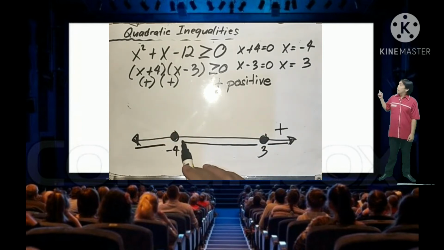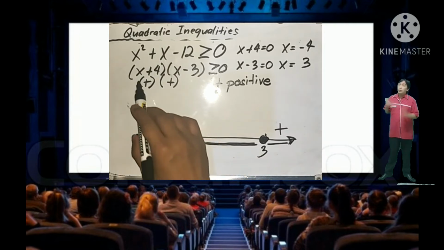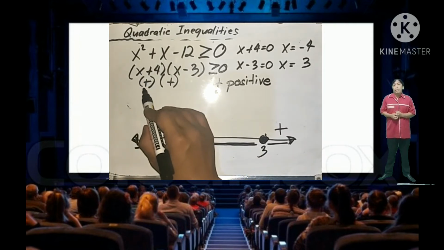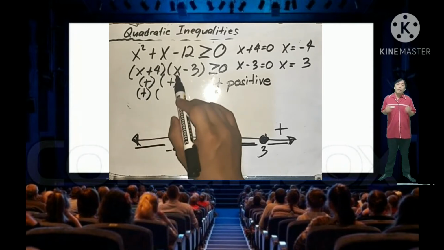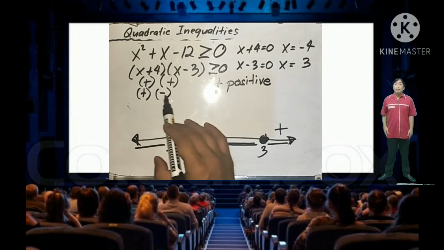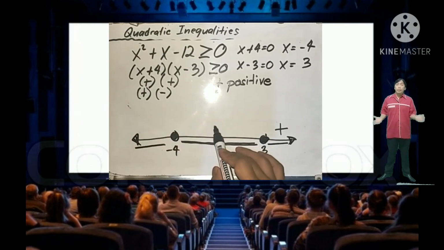Now, let's try a number here in between negative 4 and 3. So, I'll be thinking of 0. I'll be substituting 0 for the value of x. So, 0 plus 4, that is positive. Then, 0 minus 3, that is negative. Now, if I multiply positive and negative, the answer is negative.